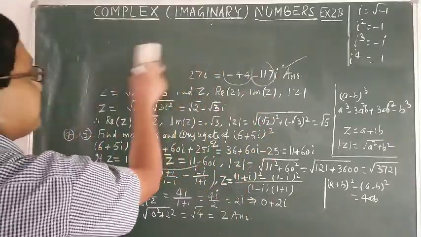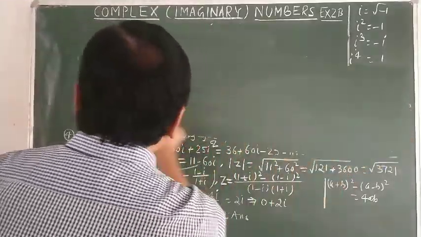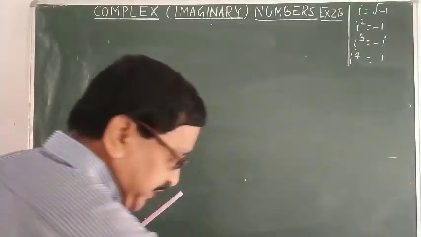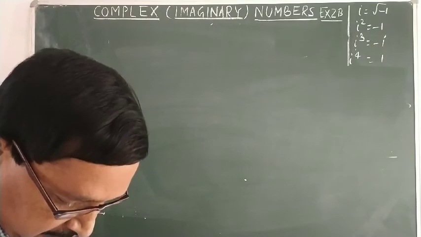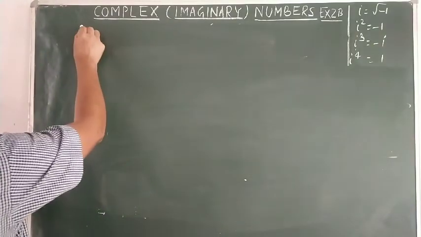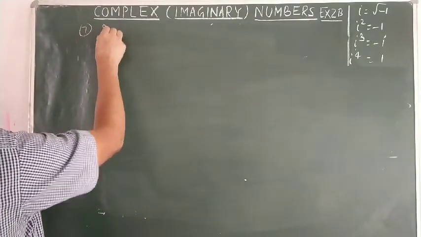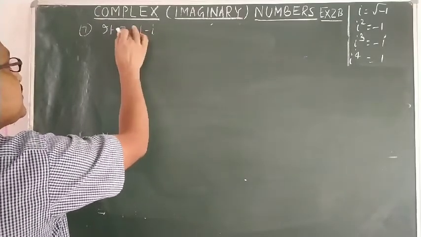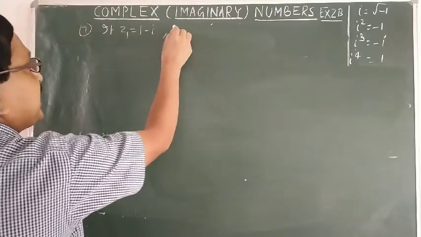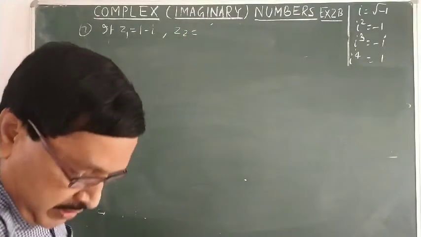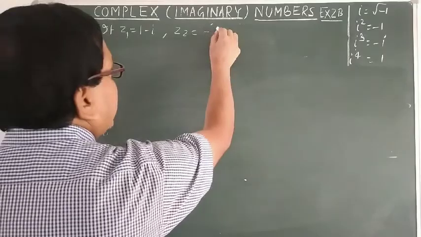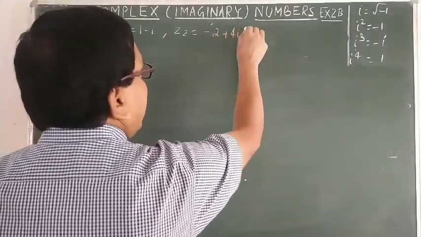Moving towards the next problem. So let us see the next problem. Next problem is 7th number. If z1 is equal to 1 minus i, this is z1, and z2 is equal to minus 2 plus 4i.